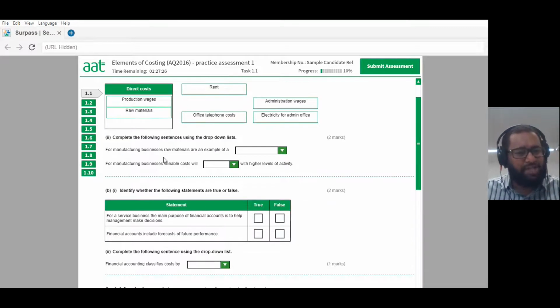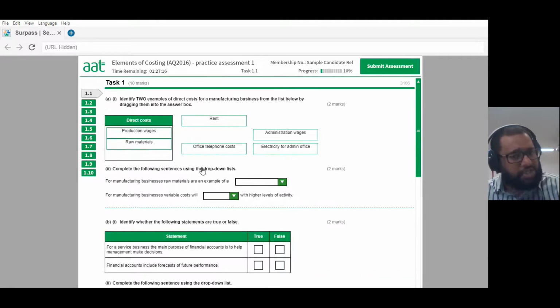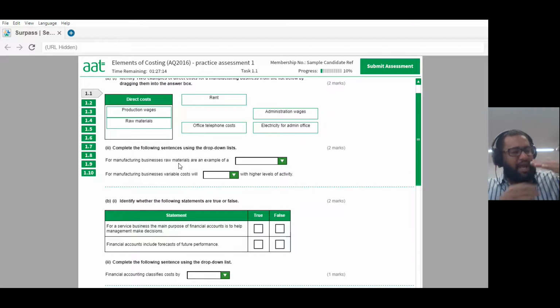And then for a manufacturing business, raw materials are an example of what? Variable cost, semi-variable cost, or fixed cost. So again, have a look at it. The same thing I told you about the direct cost. When it comes to raw material, the cost you use in the production increases as your level of production increases. So if, for example, one item will cost you 10 pounds in raw materials, what will it cost you for 2? It will be 10 pounds multiplied by 2, which is 20. So it increases with the level of production. Therefore, it's a classic example of a variable cost.